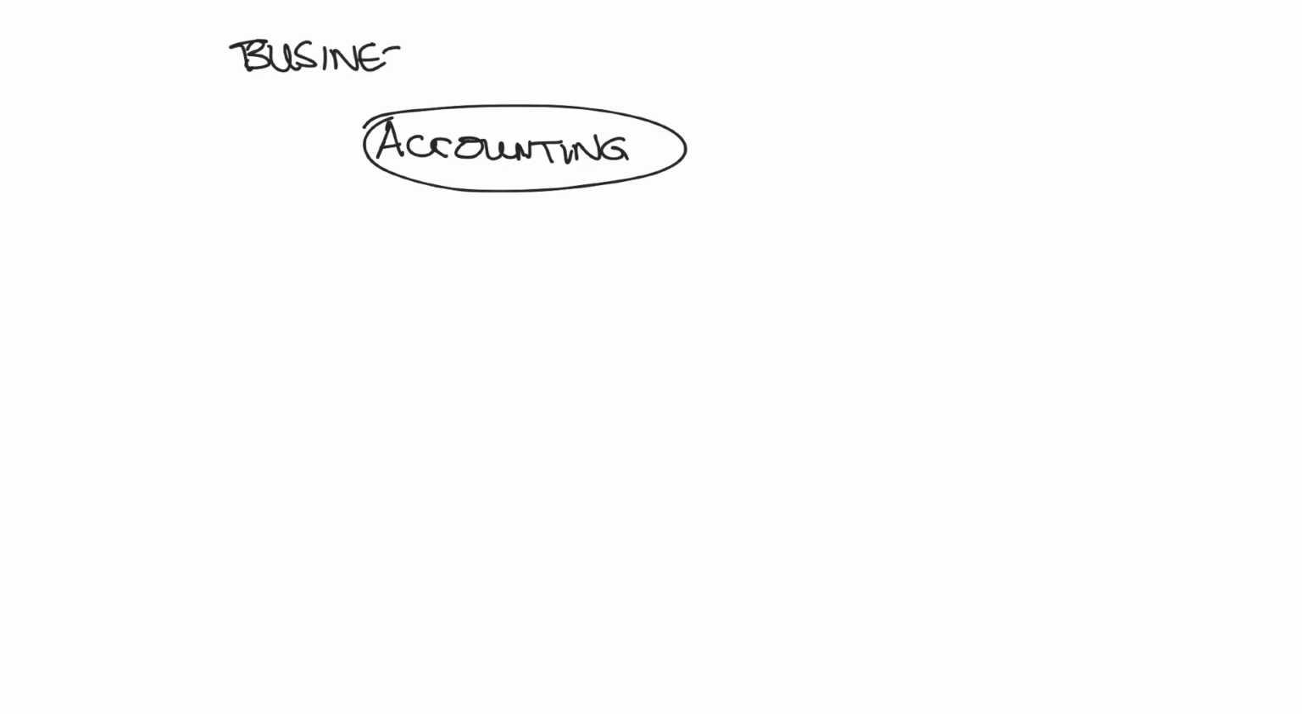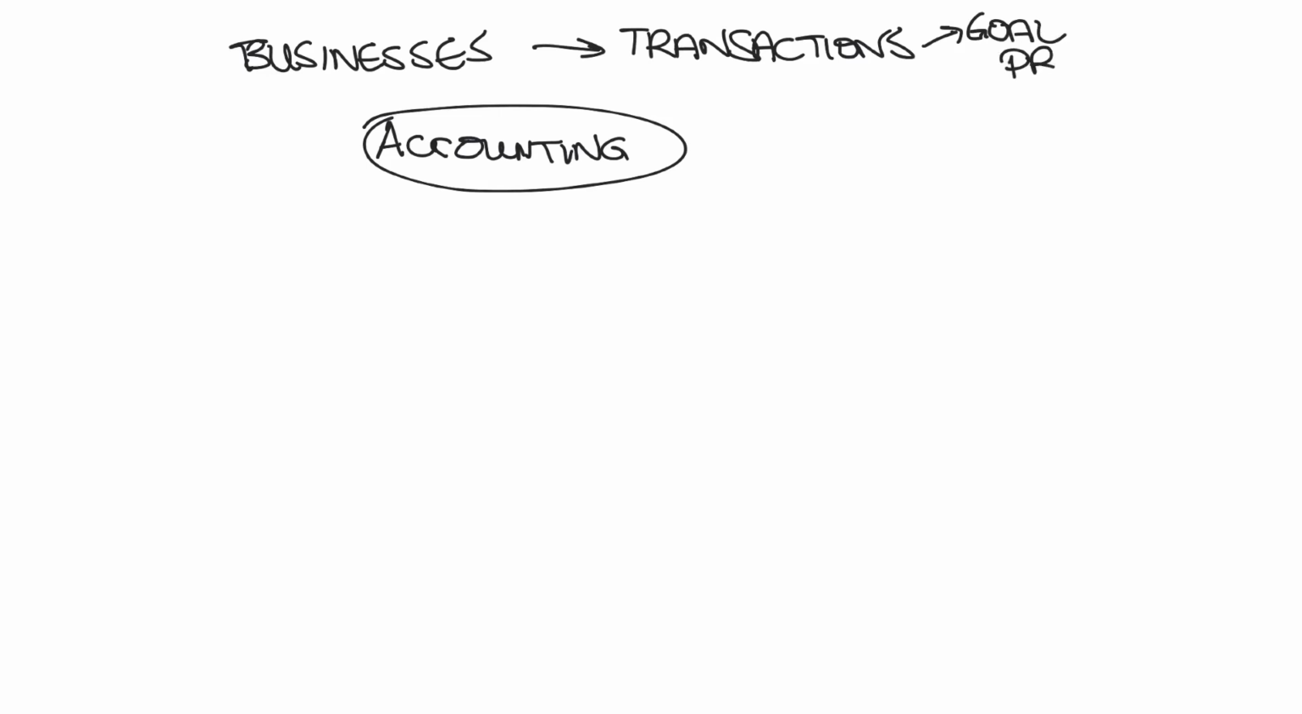So let's start with our idea of accounting. And really, accounting is a way to keep track of what is happening within businesses. Now, essentially, we could do this for individuals as well, but businesses engage in transactions with the aim, or their goal, is to make a profit. Nice and simple there. So businesses aim to make a profit.